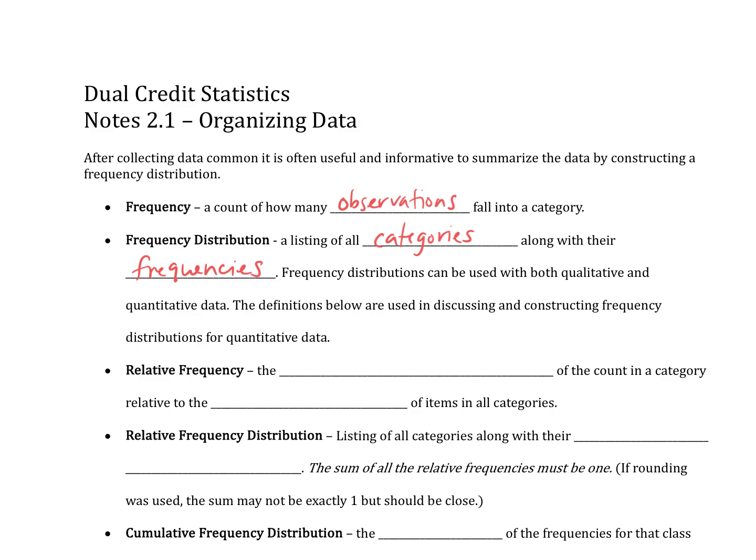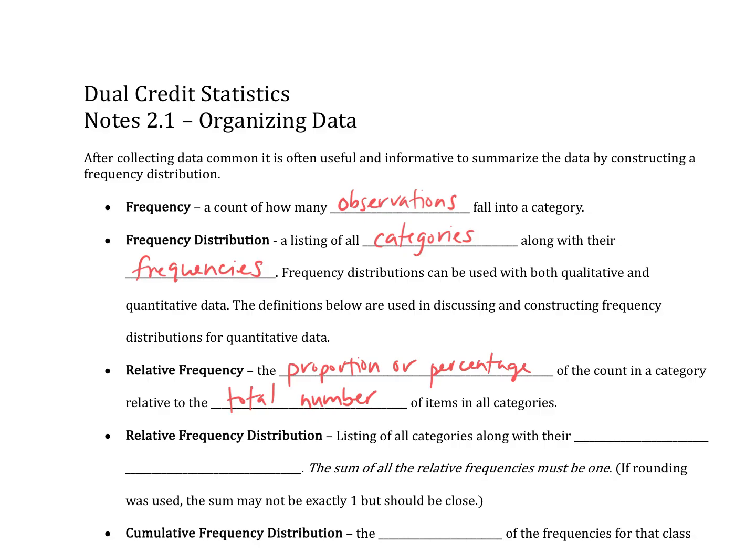So you have relative frequency, that is the proportion or percentage of the count in a category relative to the total number of terms in all the categories. So this is all stuff that you know, the concept. It's applying different names to it, if that makes sense. Okay, this is how they're named in statistics.